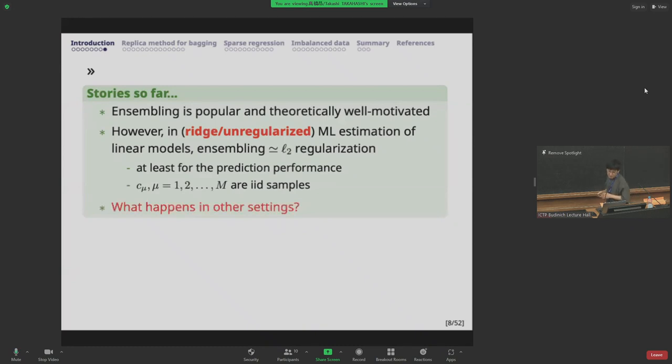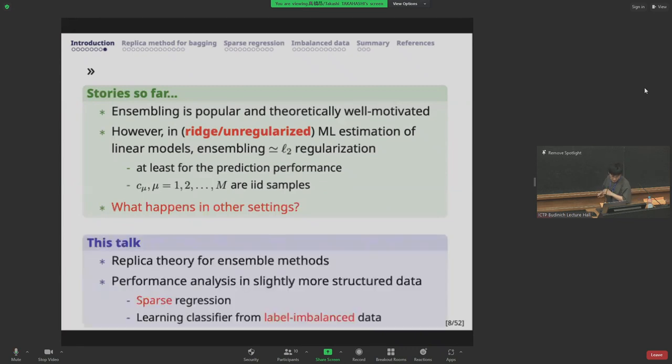So I'm wondering if we could find any interesting features or some fruitful gain in other, more structured settings. For this, in this talk, we consider bagging in slightly more structured data settings. I mean, sparse regression, where the teacher has some sparse structure, and the other one is learning a classifier from label imbalanced data. In this case, data has cluster structures, and the number of samples in each cluster is different.